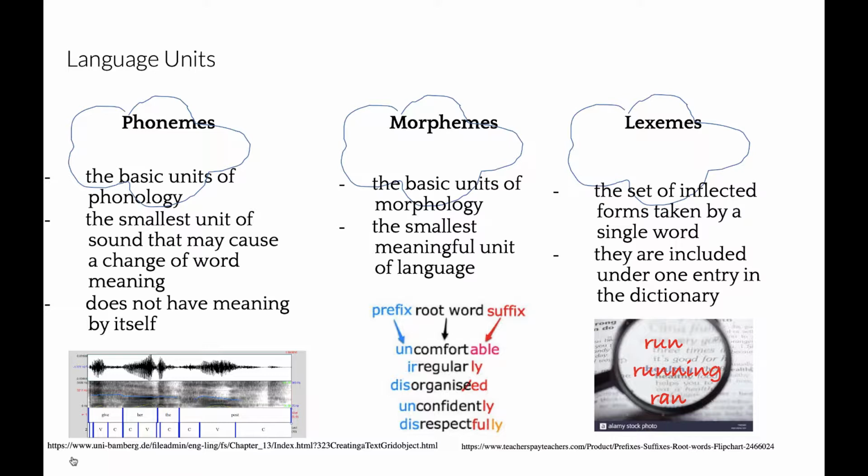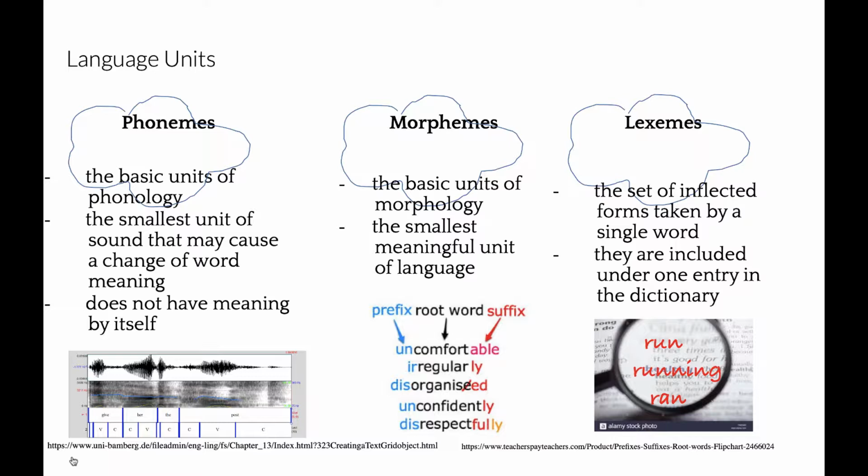Let's talk about language units. Phoneme is the basic unit of phonology. It is the smallest unit of sound that may cause a change of meaning within a language, but it does not have meaning by itself. Phonemes correspond to the sounds of the alphabet, although there is not always a one-to-one relationship between a letter and a phoneme. Morpheme is the basic unit of morphology, and they're the smallest meaningful unit of language.